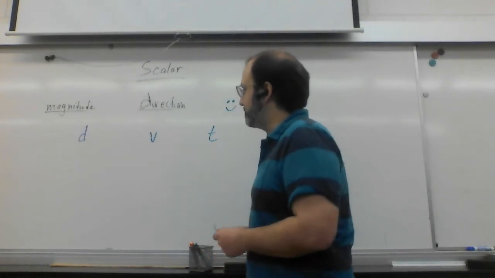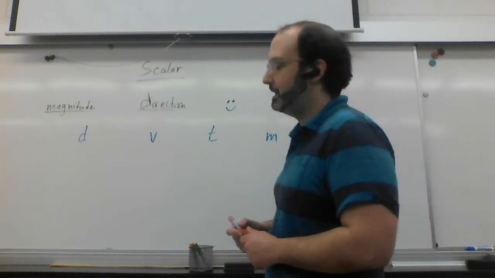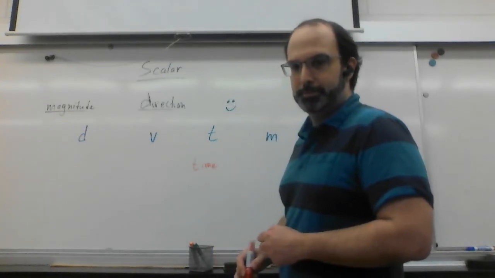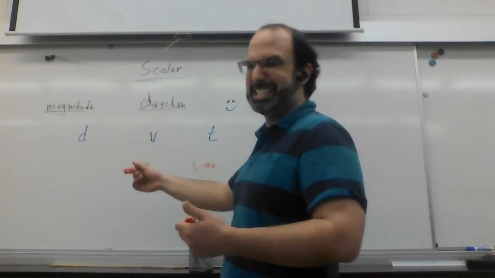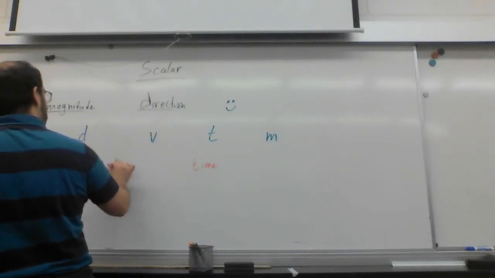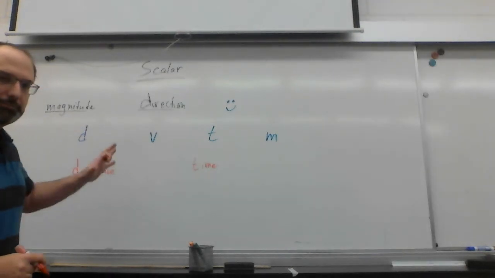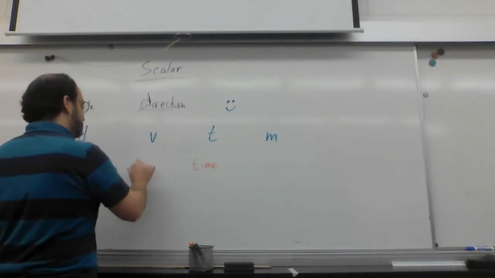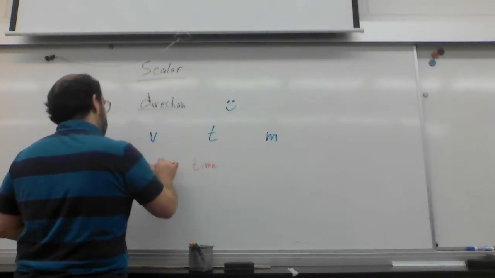The V might be throwing you off. T, though, come on, T. You know T. T is going to be time. And D, well, that's distance. Again, you know that one. V, V's tricky. V is going to be speed.